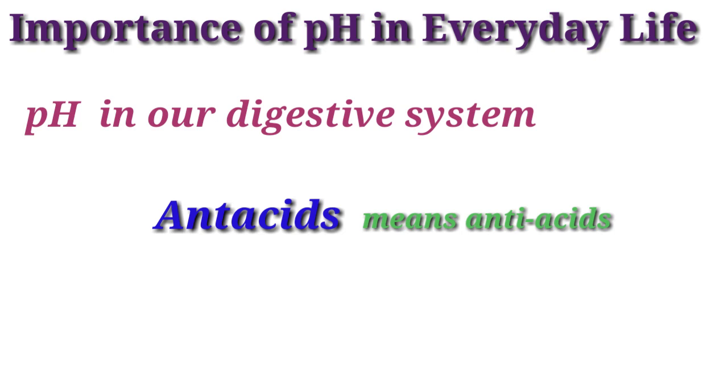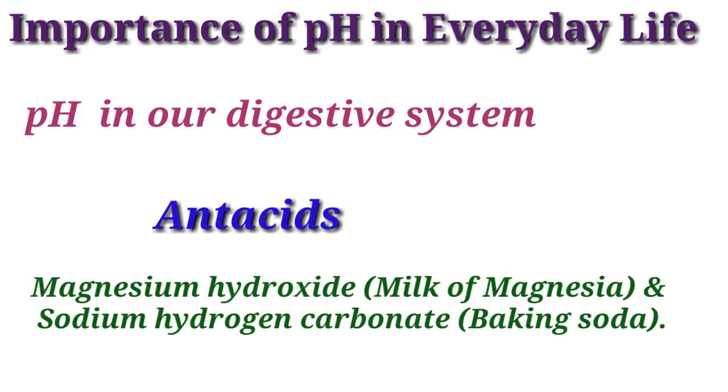Antacids are a group of mild bases which have no toxic effects on the body. Being basic in nature, antacids react with excess acid in the stomach and neutralize it. This gives relief to the person concerned. Magnesium hydroxide, which is called milk of magnesia, and sodium hydrogen carbonate are examples of antacids.